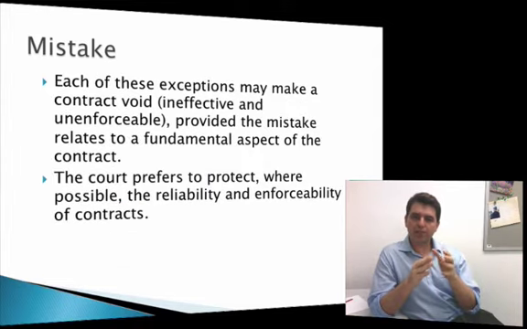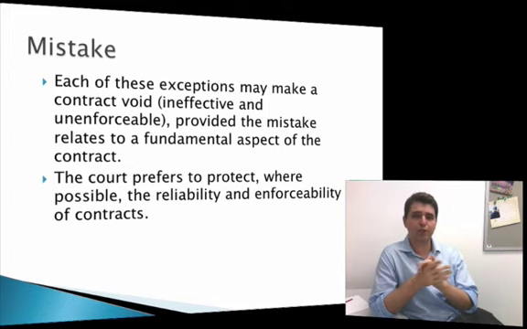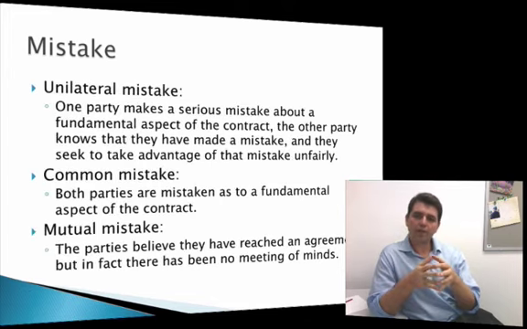And so it's only under some very specific circumstances that we'll find mistake leads to a lack of consent. It's not just any mistake. This must be a fundamental mistake about something that's very important to the contract. And what it does is it makes the contract unenforceable. It makes it ineffective and unenforceable. And legally, the term we would use is void. The contract is void. So here are the three kinds of mistake that we need to be aware of.